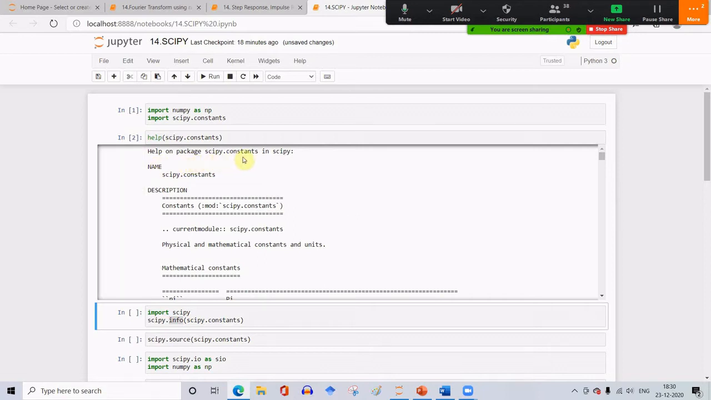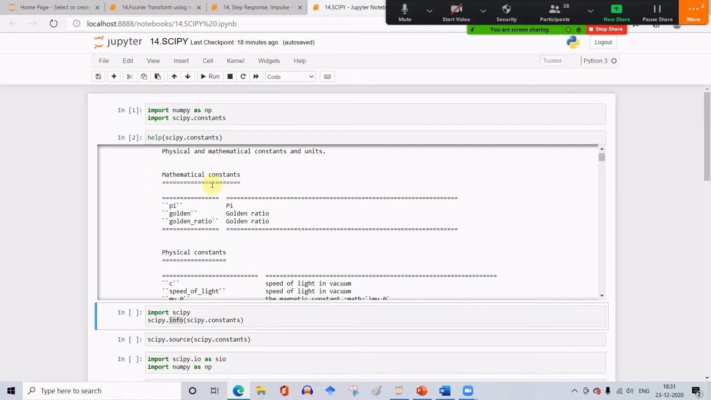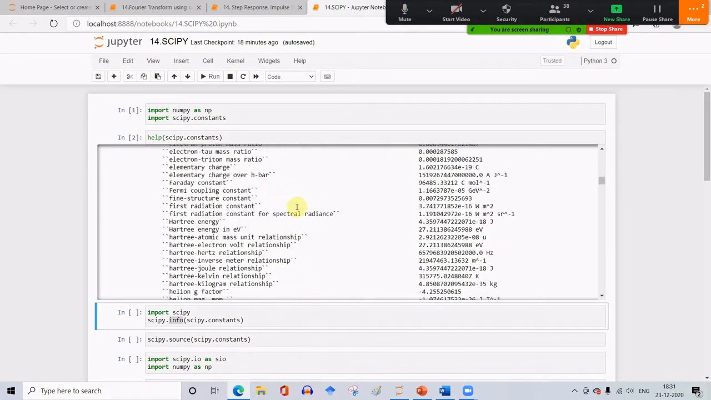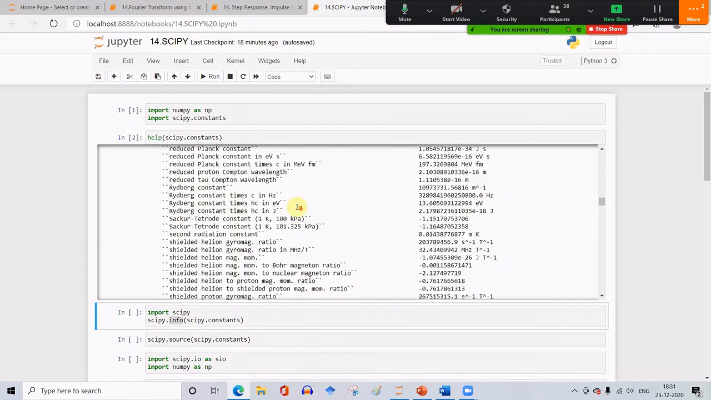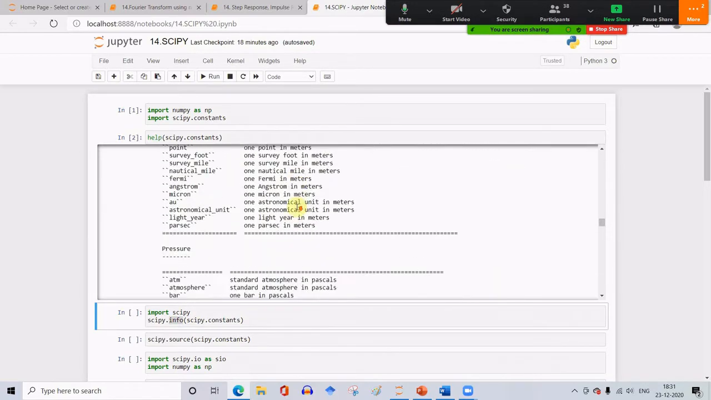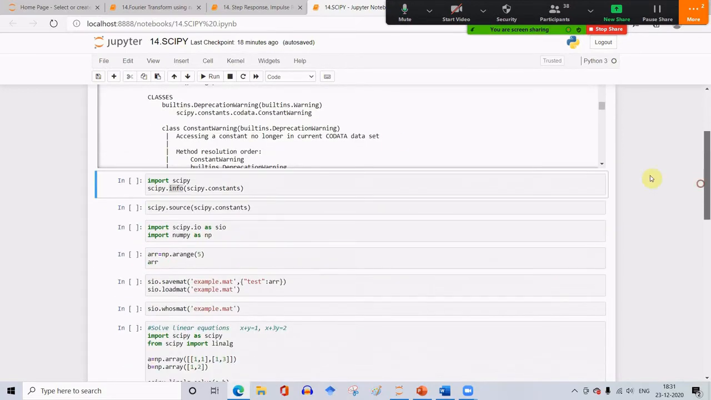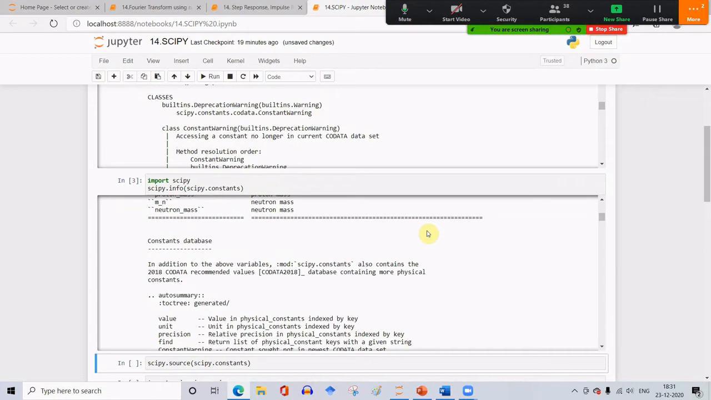So this is a help on package SciPy.constants in SciPy. This is named by this, and the description is here. See, these are the mathematical constants, then physical constants, a whole list of it. You can just go through this, and whenever you want anything, you can take the help of this and make use of it. The same information is given by this info within brackets SciPy.constants. So import SciPy dot info within brackets SciPy.constants. That also will give the same information as above.